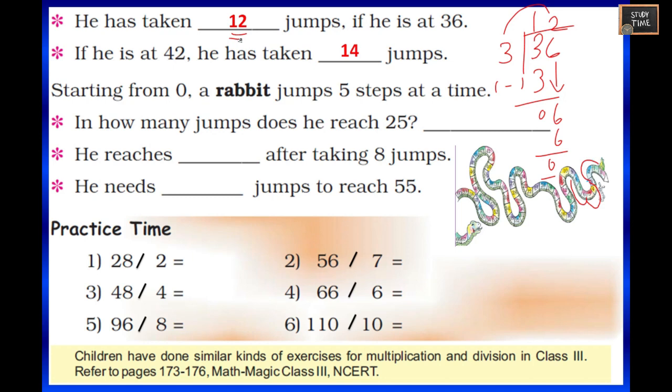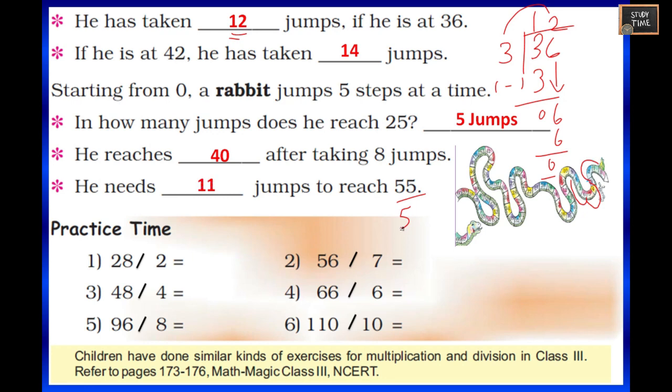Starting from 0, a rabbit jumps 5 steps each time. So previously it jumped 3 steps. Now how many jumps does it take to reach 25? So easy, it is 5 jumps. He reaches dash after 8 jumps. So he reaches 40. So 8 fives are 40. He needs dash jumps to reach 55. So easy. So it is 55 divided by 5, what is the answer? 11.